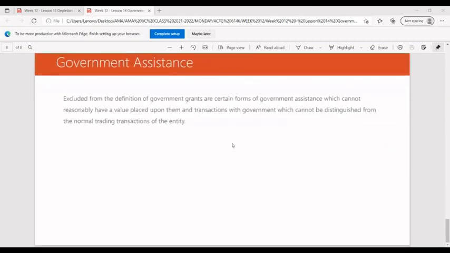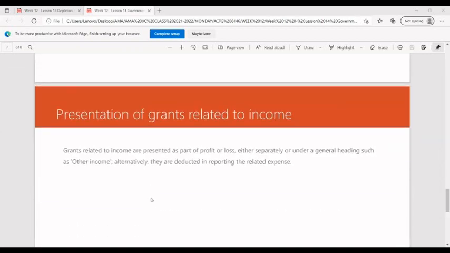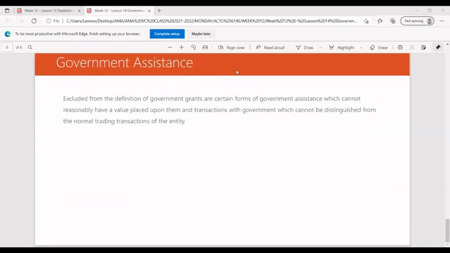Government assistance excluded from the definition of government grants are certain forms of government assistance which cannot reasonably have a value placed upon them, and transactions with government which cannot be distinguished from the normal trading transactions of the entity. A simple example of government assistance: it is government assistance when there is a pandemic. Like for example, when there are calamities, the government is giving assistance.